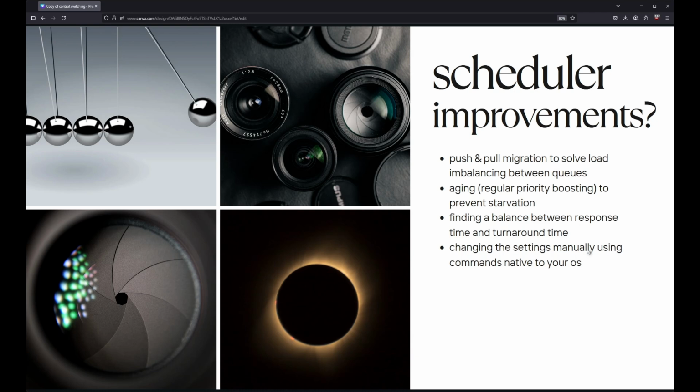For all of these, you can try to go back through the slides and see how you can actually improve a scheduler. I think it's a good exercise to do, and you can see which one actually applies to which scheduling algorithm as well. Also, finding a balance between response time and turnaround time is another thing.